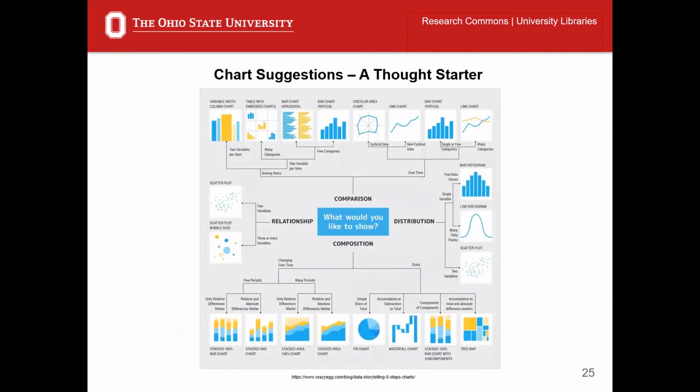Finally, this chart starter or chart suggestion thought starter is a good place to just get started thinking about: are you trying to make a comparison? Are you trying to show composition? Is it involving some changes over time? Is it static? Does it involve one or more variables or one or more categories? And how to go about thinking what is the best visualization I can utilize for my data set.